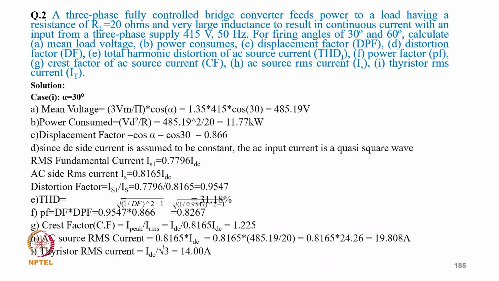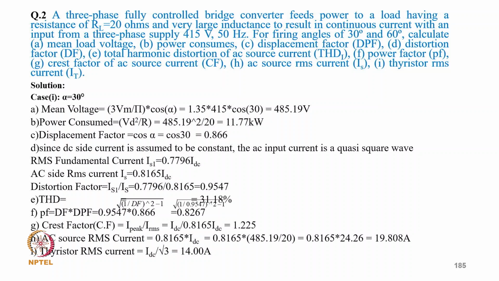So taking the first case of alpha equal to 30 degrees, the mean voltage is 3Vm upon pi into cos alpha. Putting in the values, it comes to 485.19 volts, and the power consumed is Vd square upon R, so putting in the values, it comes to 11.77 kilowatt. The displacement factor is cos alpha, so putting in the value, it comes to 0.866.